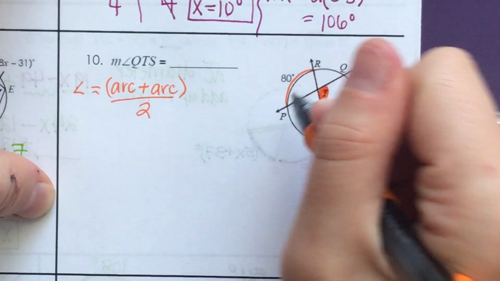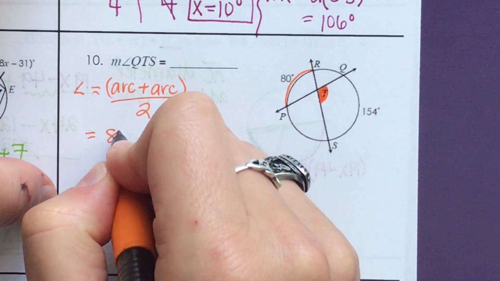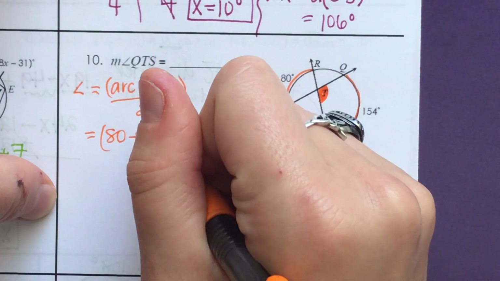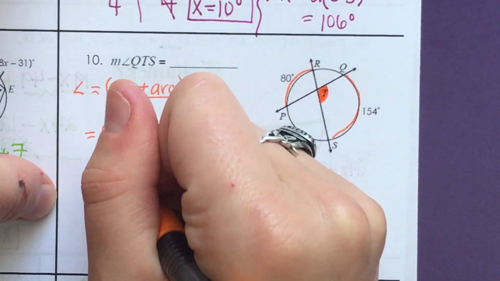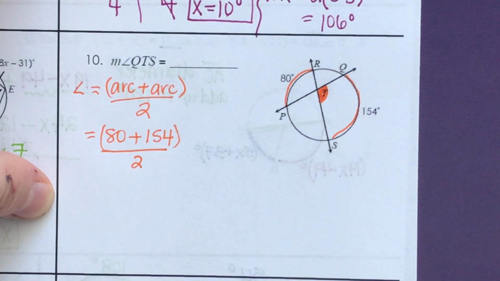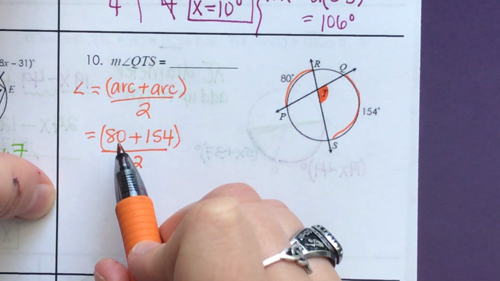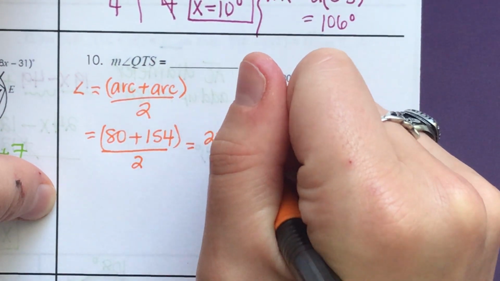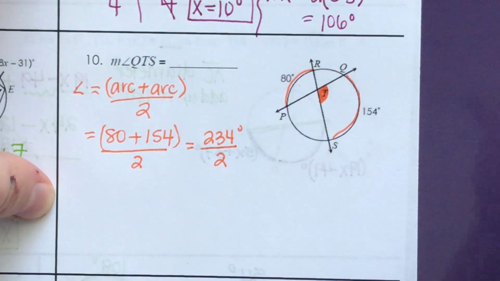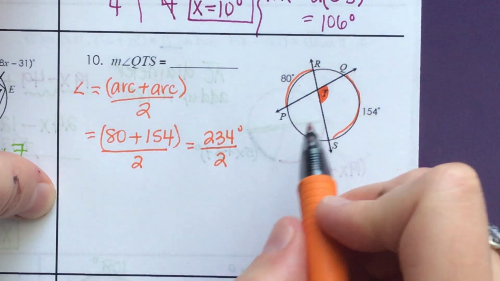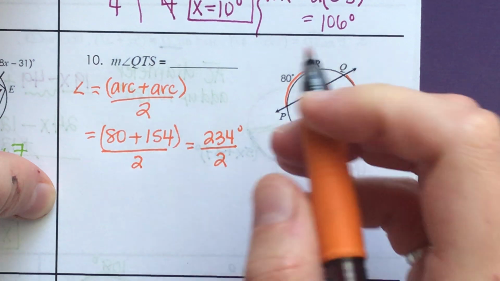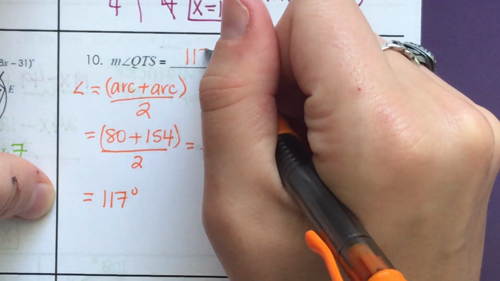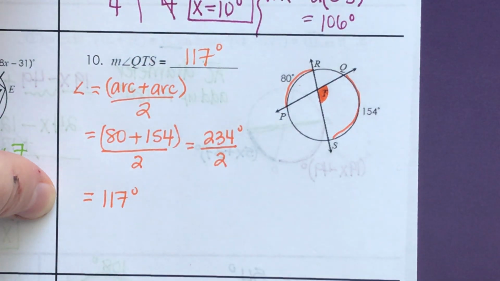So that would be 80 and 154. I'm going to add those two together, and then I'm going to divide it by 2. So if I add 80 and 154, I get 234 degrees. And then I divide that by 2. I get that this angle right here is 117 degrees. And that's it. I'm all done.